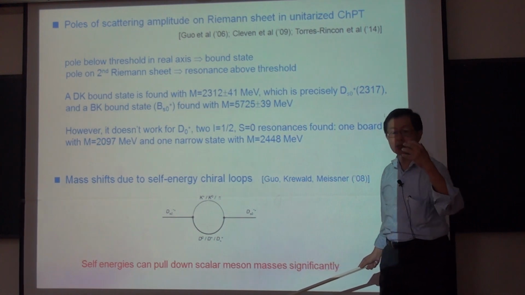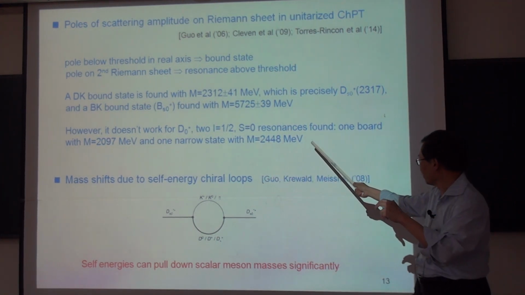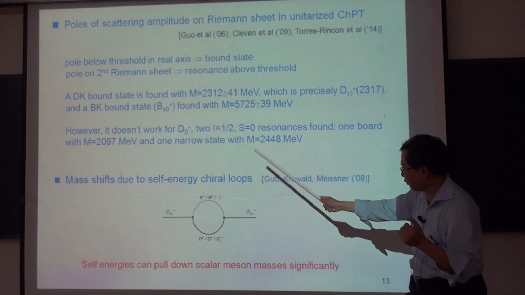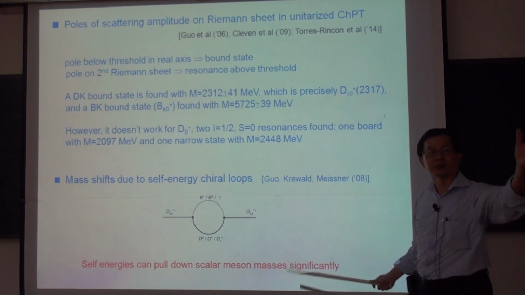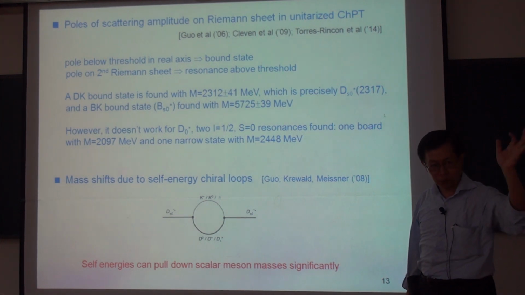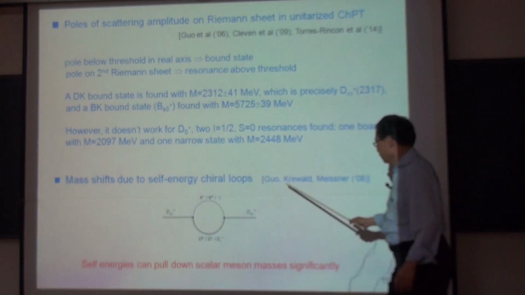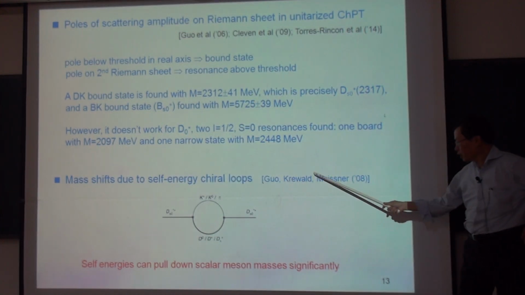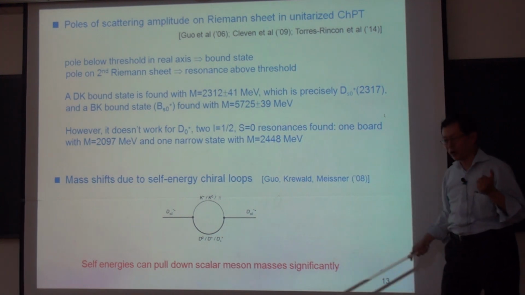Experimentally, it's like 2318 MeV. So one is too light, one is too heavy. One is too broad, and one is too narrow. Anyway, so this approach doesn't solve the near degeneracy puzzle. Okay. Now finally, Guo, Gongcheng, Meissner, they calculate the so-called self-energy diagram.